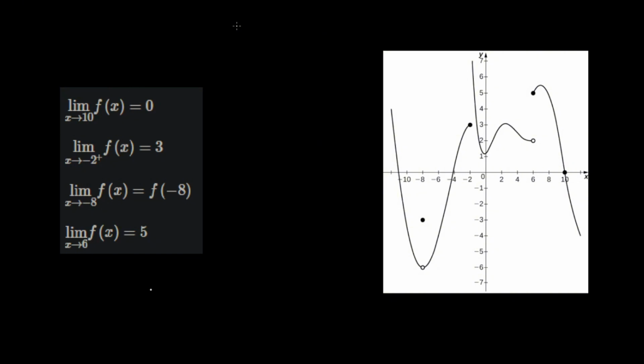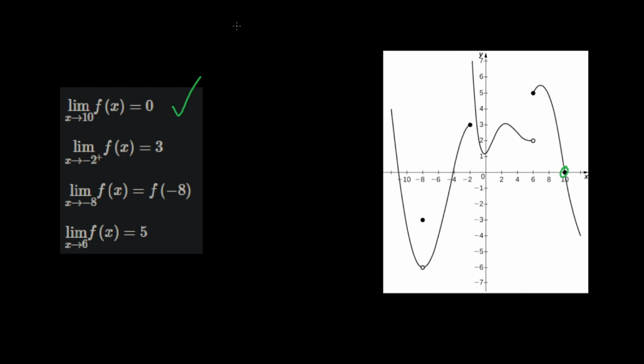So for this problem, we're going to do some true or false just to get a grasp of some concepts behind limits and one-sided limits. So let's start off with the first one. The limit as x approaches 10 for this function is equal to 0. Well, does that make sense? What do you guys think? So the limit as x approaches this point right here. Well, it is, in fact, true.